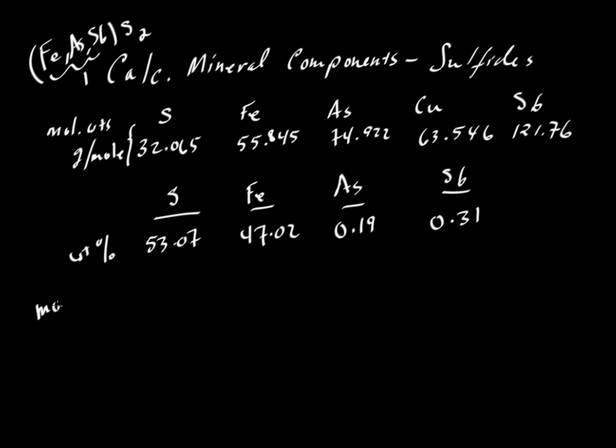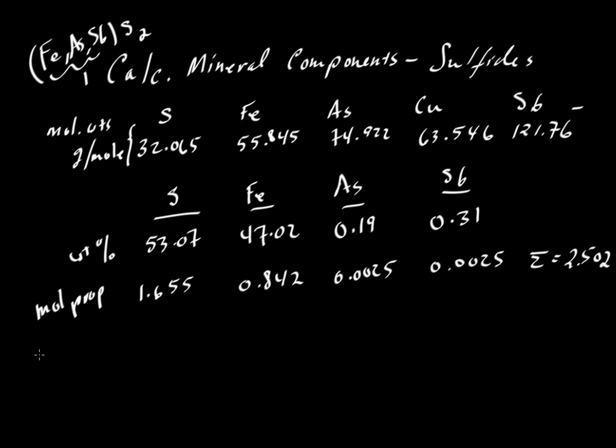So the mole proportion, we're going to skip some steps because we already showed how to do these in a previous video. So the mole proportions we would get by taking all of these and dividing them by their molecular weights, which are again shown here. And the values for sulfur would be 1.655. Iron would be 0.842, and then arsenic is 0.0025, and then by coincidence, antimony is also 0.0025.